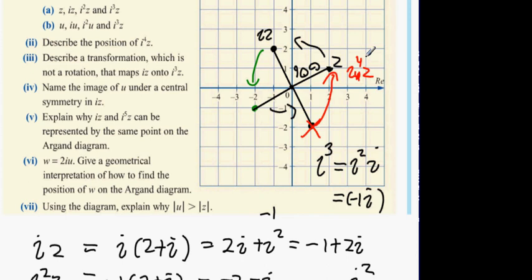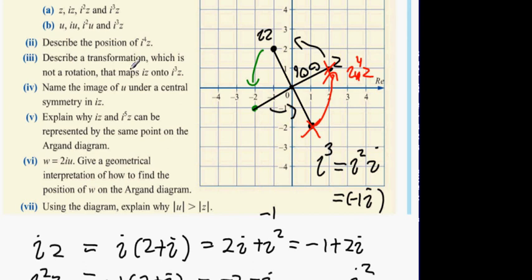Basically, when you multiply a complex number by i, it rotates 90 degrees. Multiply it by i squared, it goes 180. Multiply it by i cubed, 270. Multiply it by i to the 4, it goes back where it starts from. Happens every time.